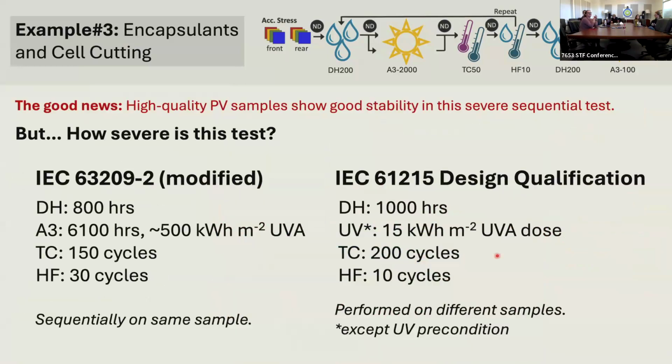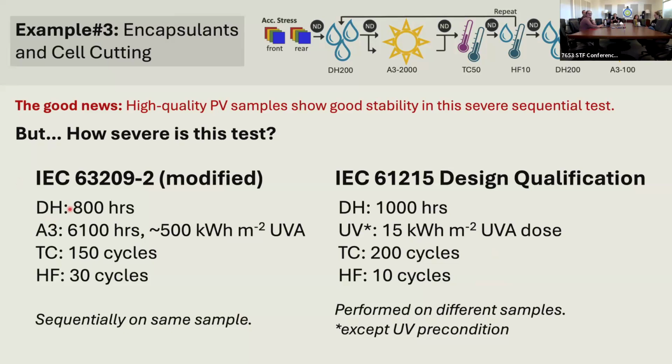So I'll leave you with this good news. The good news is that high quality PV samples have good stability, even in this really severe sequential stress test. But that might lead you to ask, how severe is this test and how do you know that it's severe? I think that's a really hard question to answer. Even for single factor stressors, it's hard or impossible to extrapolate out to years outside. And now we're further complicating the situation by interweaving these stress steps.